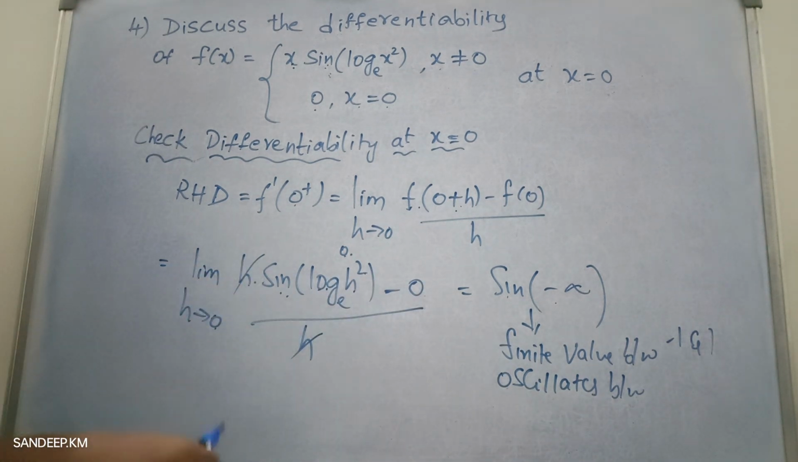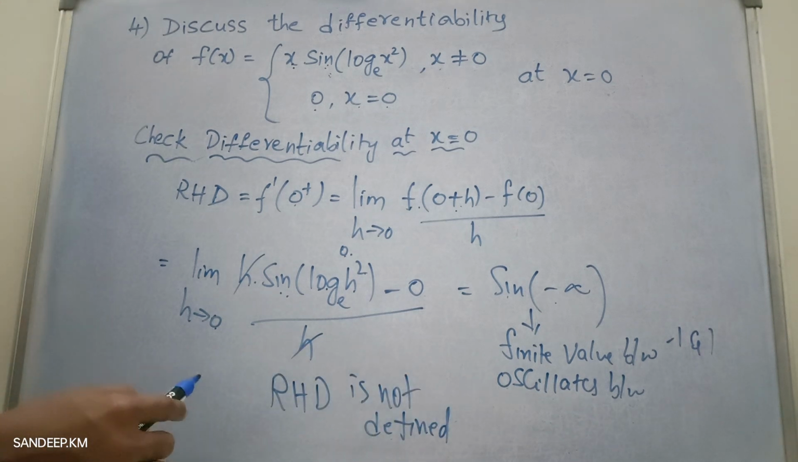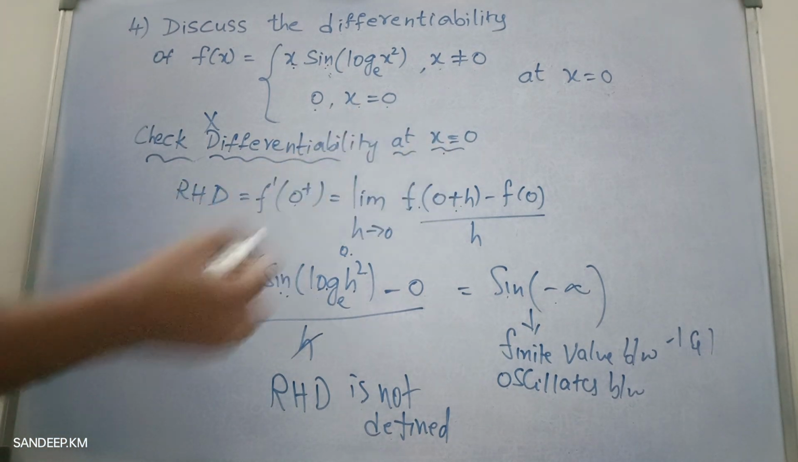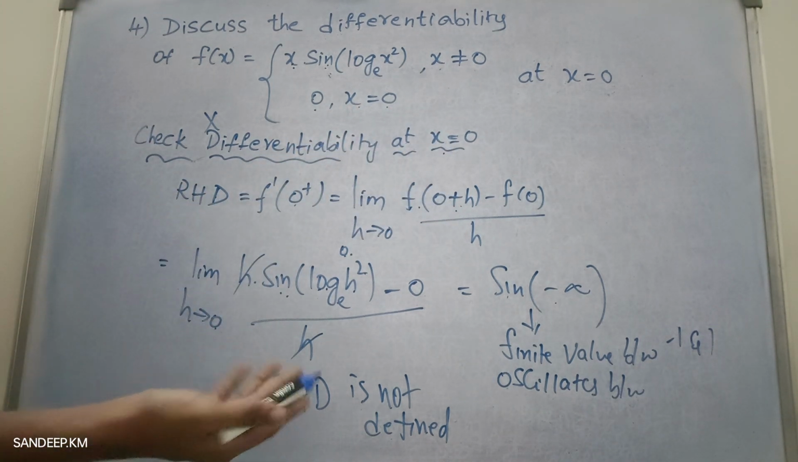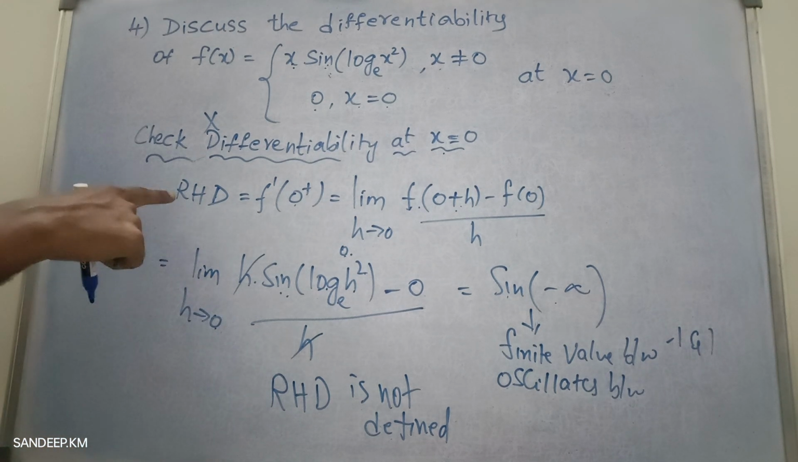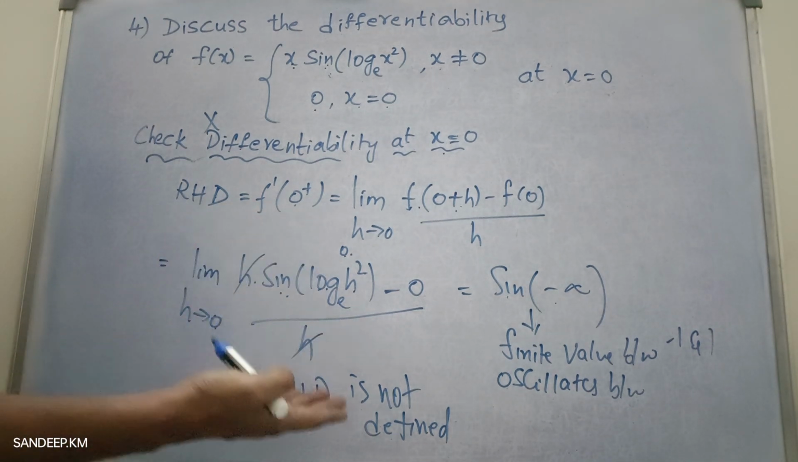For that reason, we say that RHD is not defined. Since RHD is not defined in this case, what is the conclusion? Since RHD is not defined, the function is not differentiable at x equal to 0. Just like that, even LHD will also be not defined, but it doesn't matter. Only one is enough. Can you check LHD and see what answer will come? Even LHD will give the same answer.